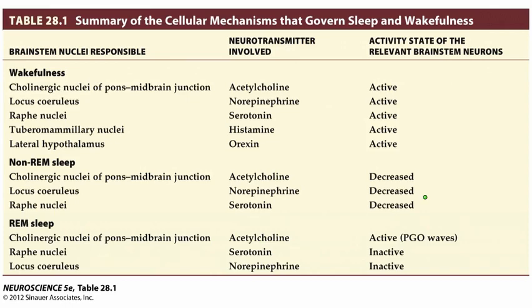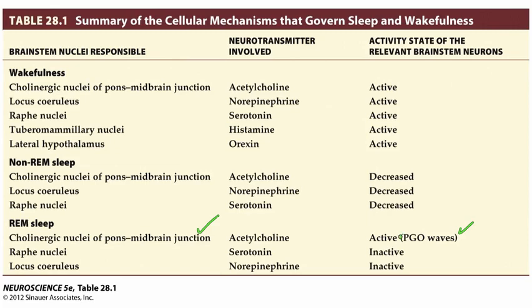The cholinergic nuclei of this junctional region between the pons and the midbrain are active, in fact, in a quite unusual pattern of activity that produces a very discrete type of electrical signature that propagates from the pons into the lateral geniculate nucleus of the thalamus and then into the occipital cortex.